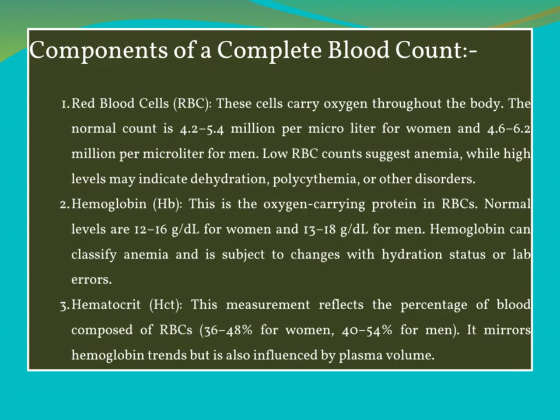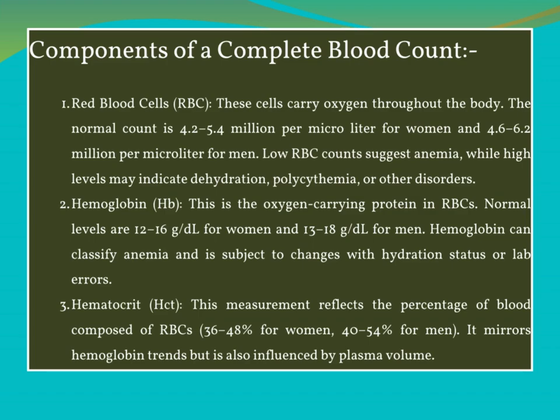These are RBC. The cells carry oxygen throughout the body. The normal count is 4.2 to 5.4 million per microliter for women and 4.6 to 6.2 million per microliter for men. Low RBC count suggests anemia, while a high level may indicate dehydration, polycythemia, or other disorders.